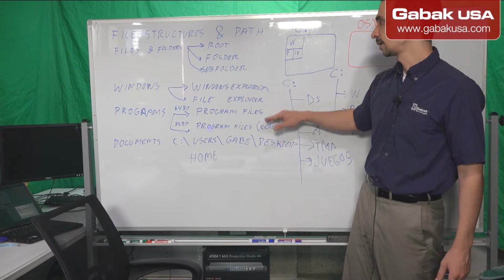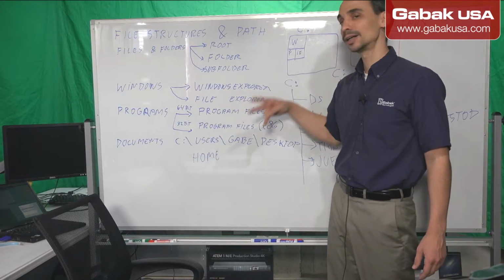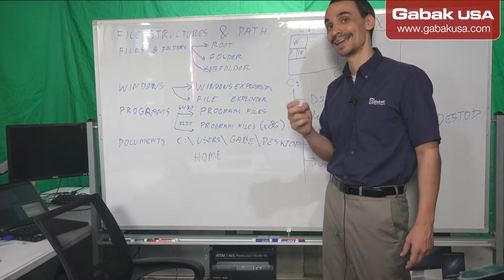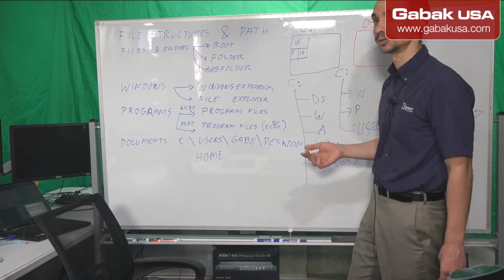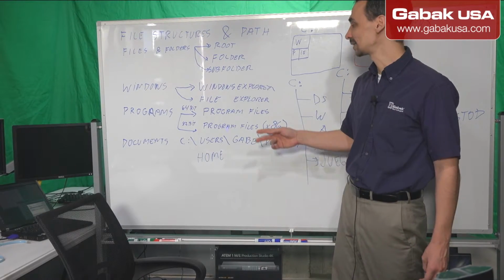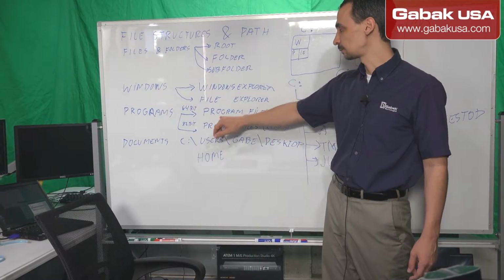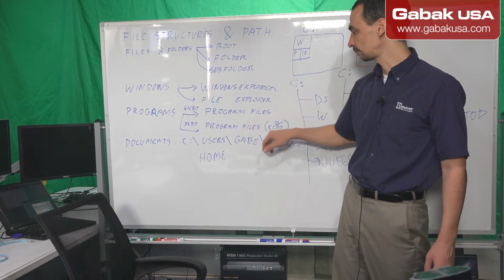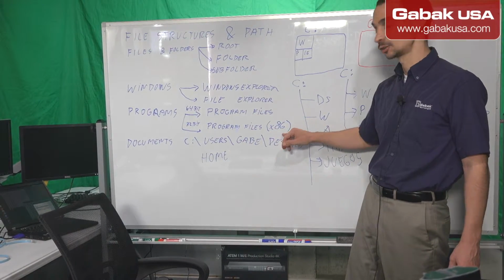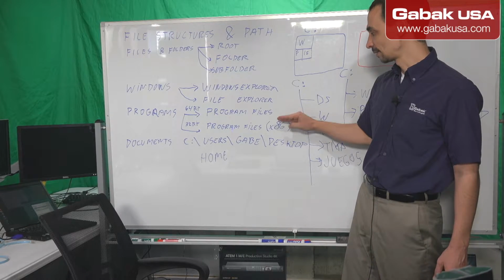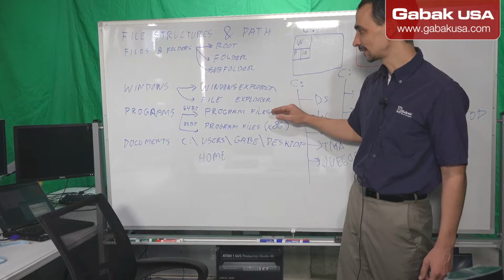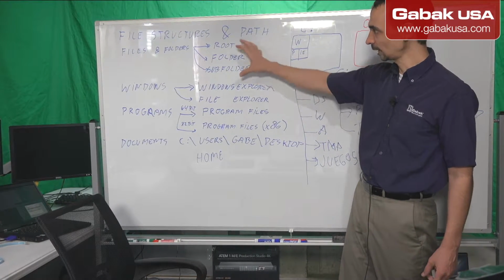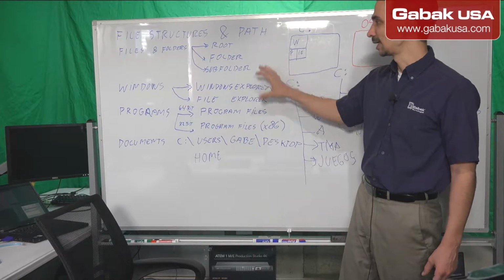Here is where you see programs. You have program files. Usually if you have Windows 64-bit, usually most computers today, you're going to see they have program files, and then they have program files x86. So that way you're going to have the 32-bit here, 64-bit here, and we are going to keep talking and progressing in this subject.